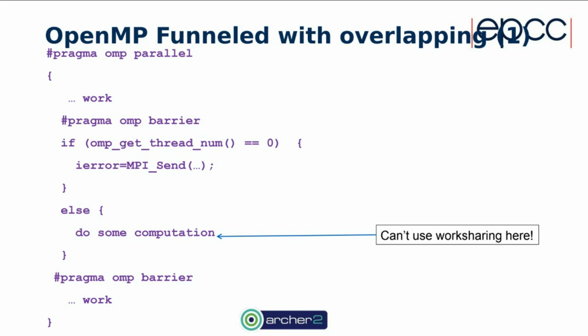But that means that we're restricted in what we can do in this else clause here. Can't use work sharing loops, can't use OpenMP directives in there, can't use explicit barriers in there, because both work sharing and explicit barriers require the participation of all the threads in the parallel region. So that's a bit awkward.